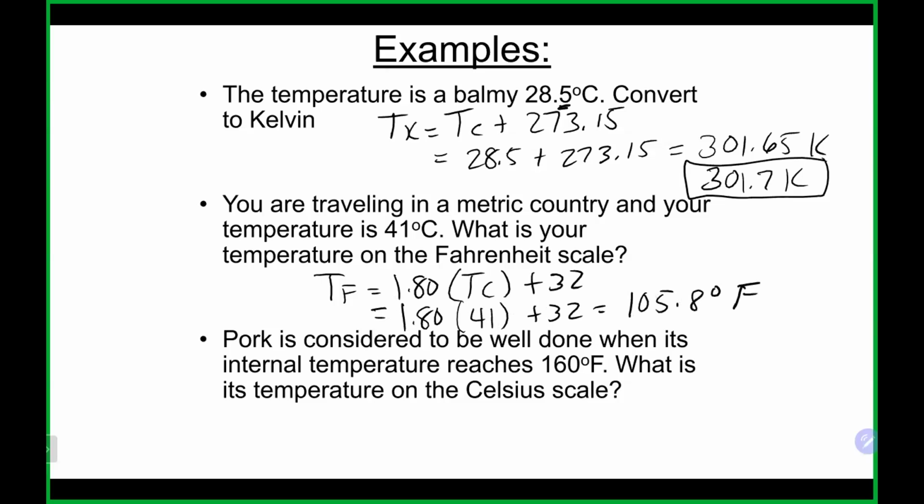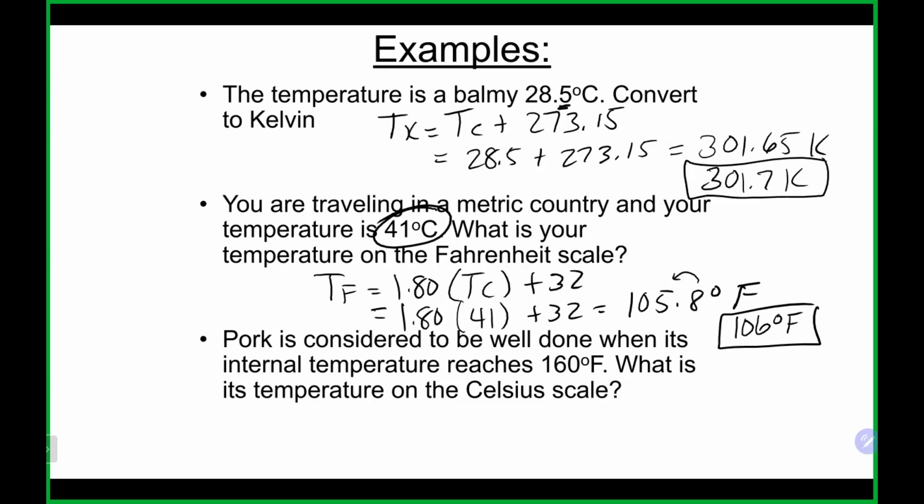Again, when looking at our original number in this case, it is a whole number. So here we would want to go to a whole number. And again, we're going to round up because we look at the 8, right? So that's going to give us 106 degrees Fahrenheit in this case. Any question on that one there?